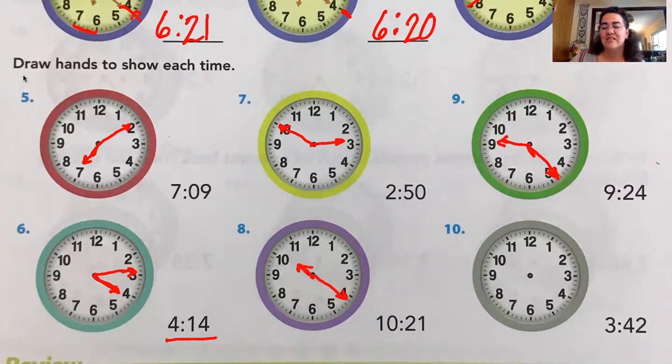Okay, second graders, let's look at number 10. We're going to show 3:42. So we need to show our hour hand past the 3 on its way to the 4, because it's 3:42. We're almost done with the 4 o'clock hour. 3, here's 40, 41, 42. So I want to point toward that dot.